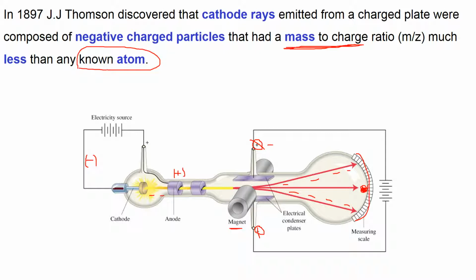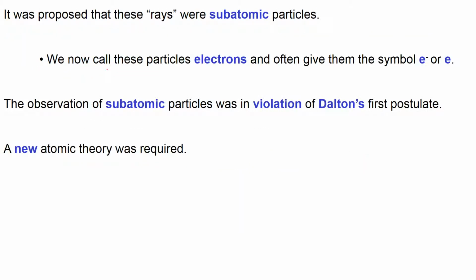However, he doesn't have an exact value for either the mass or the charge of this particle. So Thomson proposes that these rays that he was generating at his negatively charged plate were subatomic particles. These are subatomic particles that we now call electrons, and we normally give it the symbol e with a superscript minus. So clearly this is in violation of Dalton's first postulate that said that matter is composed of atoms which are indivisible.